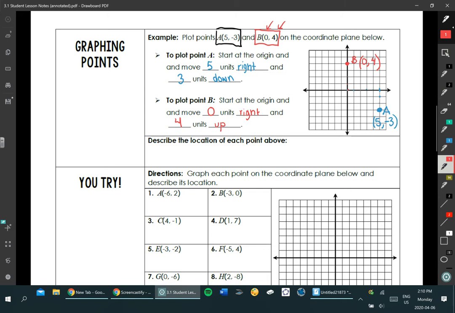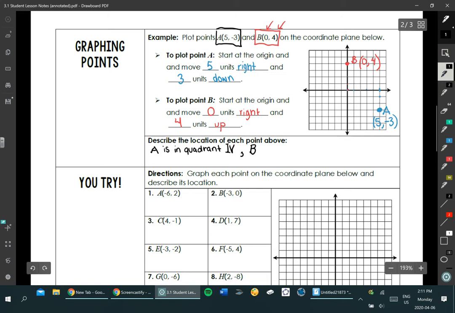So, describe the location of each point above. Here we're talking about what quadrants are we in, or are we on an axis, or are we in a quadrant? So the location of point A. Do you remember what this quadrant is called? Well, A is in quadrant 4. Quadrant 4, that's this one.